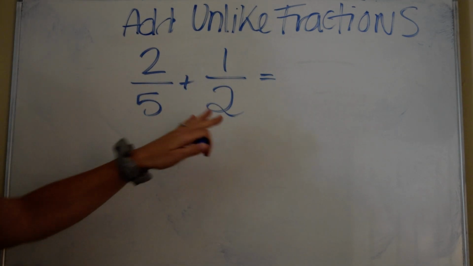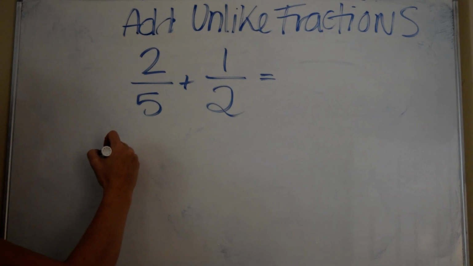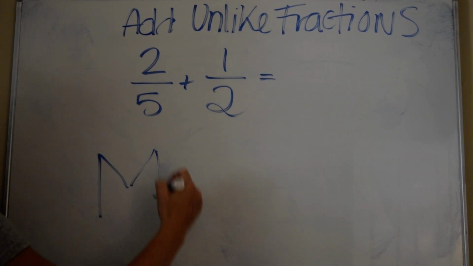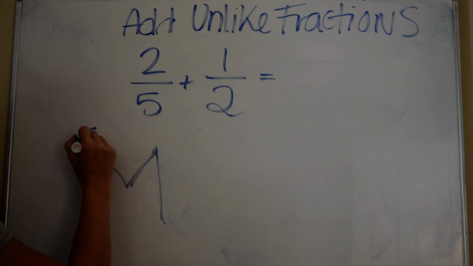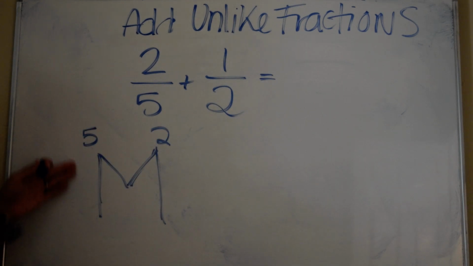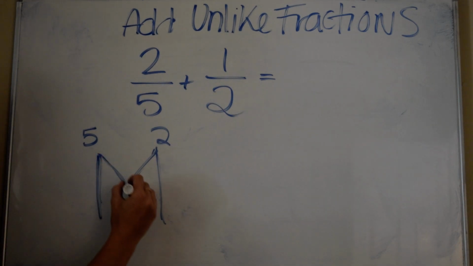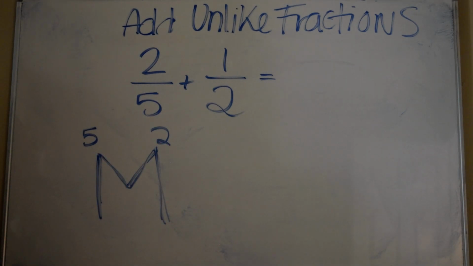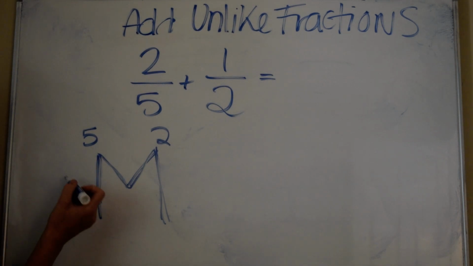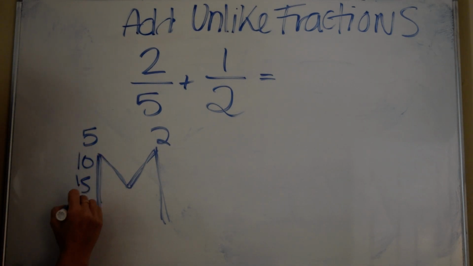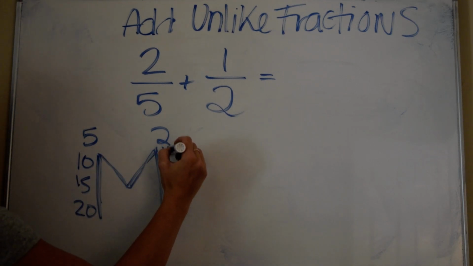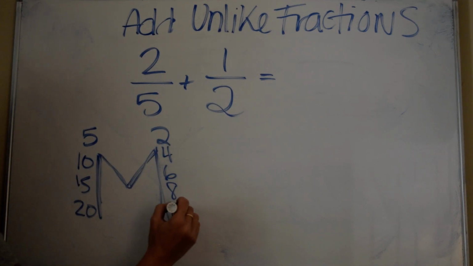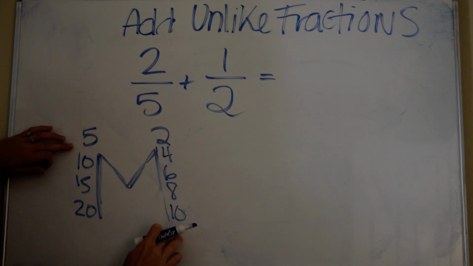Okay, so 5 and 2. I don't know what they both share. I know they're not the same, so we're going to have to start multiplying up. So I have a 5 and a 2, and then start multiplying up until they hit a number they both share by multiplying, right? So count up by 5s. We have 5, 10, 15, 20. I'm going to stop there. Let's go to my 2s. 2, 4, 6, 8, 10. Oh, there you go. Look, they have a match.